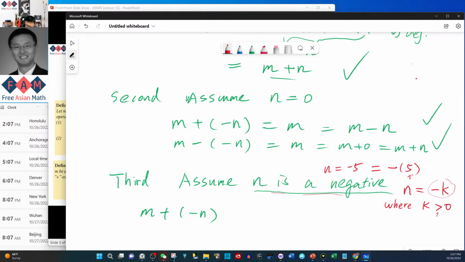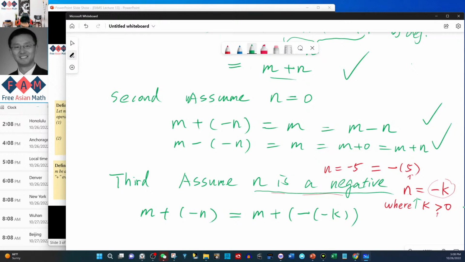Now with this, we call this kind of auxiliary thing. And this is very important in algebra, which helps us to manipulate things. Okay? So with that, what is m plus negation of n? This equals to m, because n is negation of k, we can write this. Right? We substitute n equals to negation of k into this n.